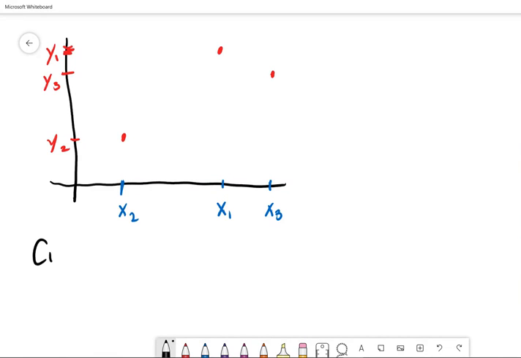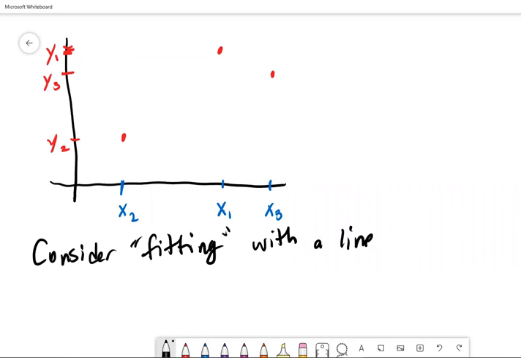So let's say, consider fitting with a line. So what does a line involve? Let's see. You only need 2 numbers. You need an intercept, we'll call that B0, and you need a slope, we'll call that B1.